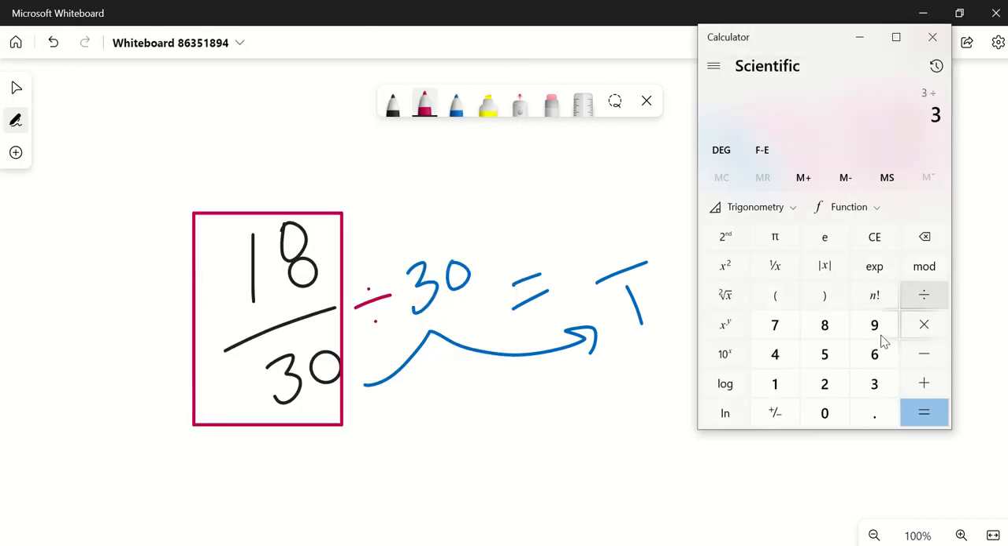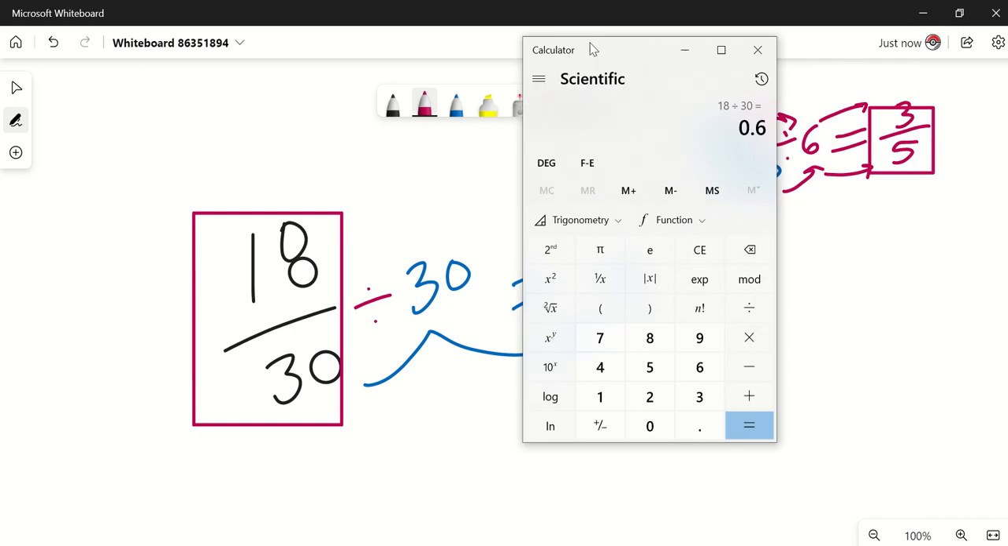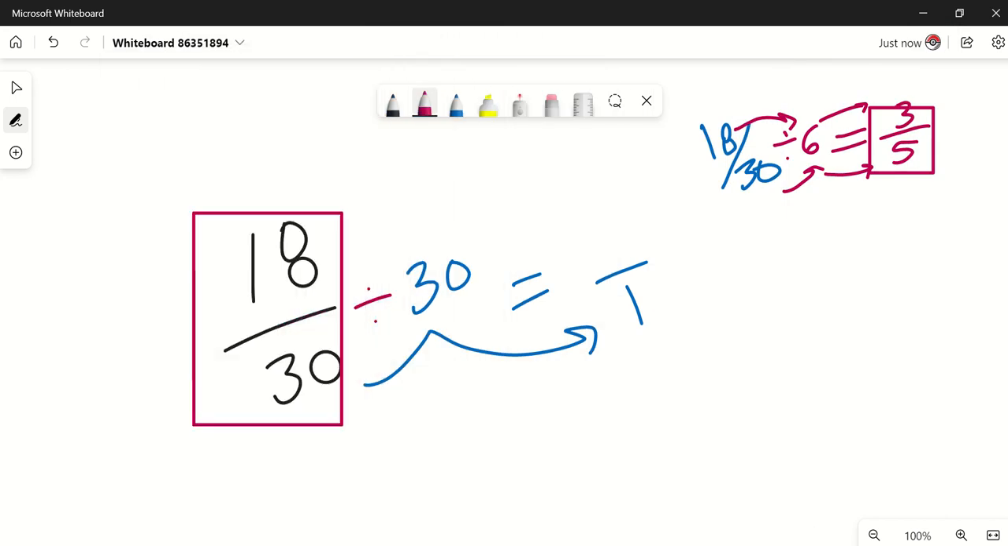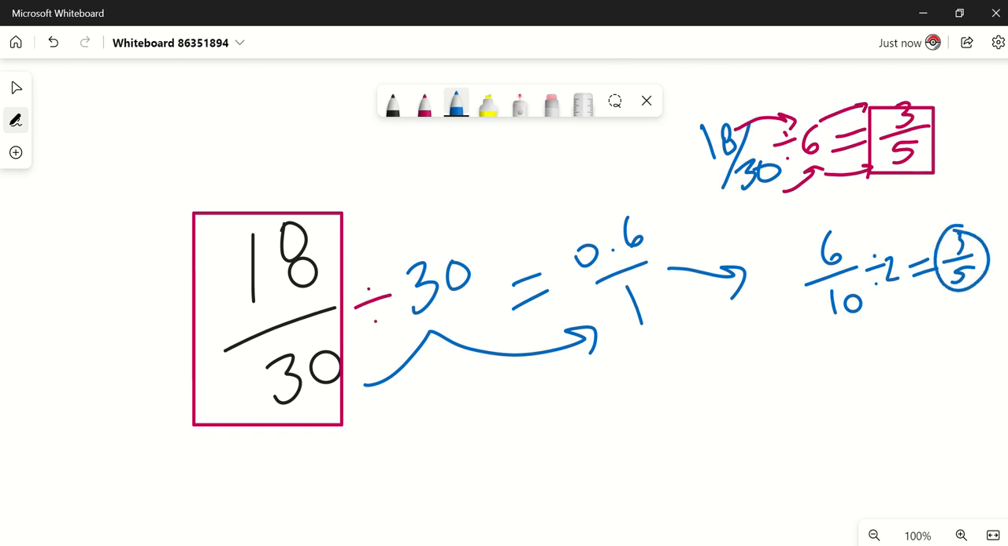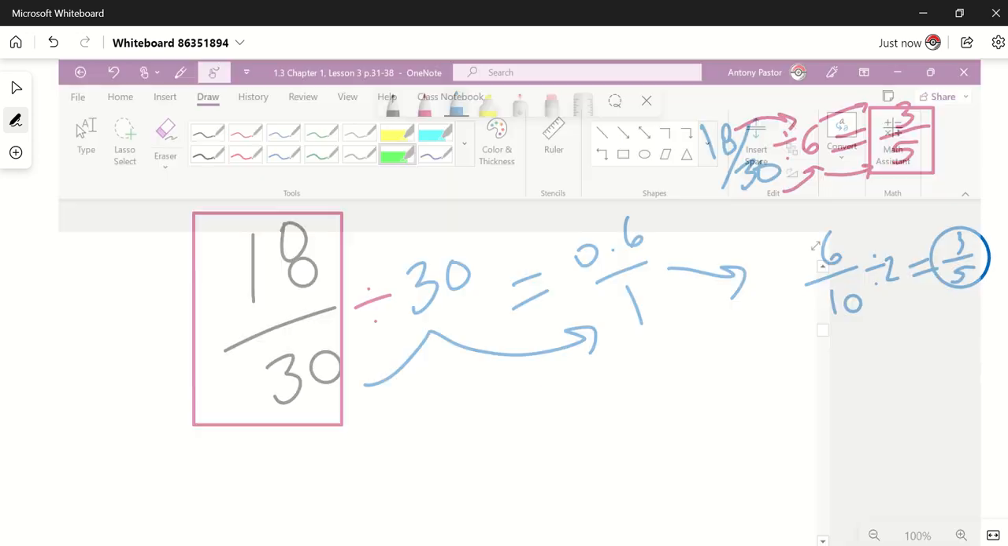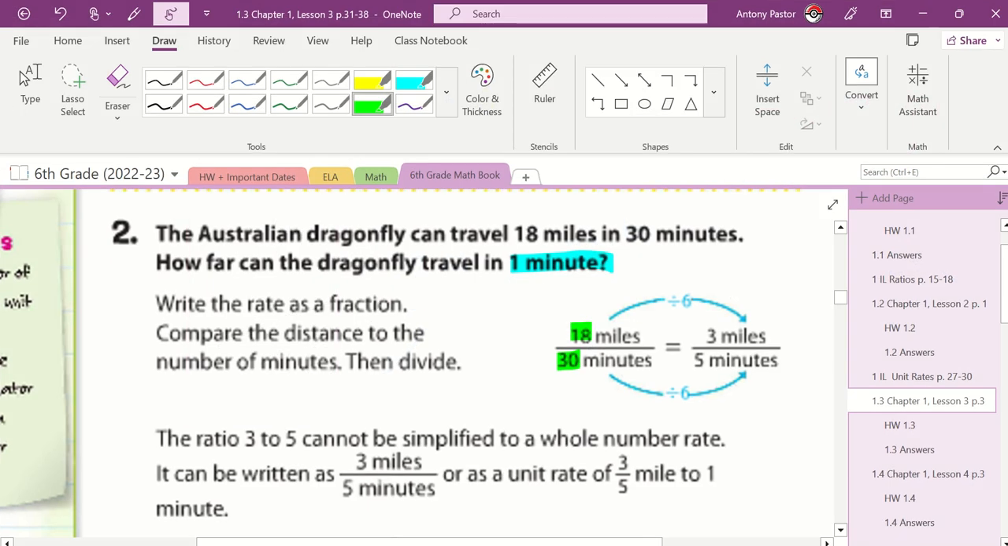So let's look at what would happen with a calculator. 3 divided by 5 gives me 0.6. If I had done 18 divided by 30, 0.6. It would have been 0.6 over 1. Another way of saying 0.6 is 6/10. Divide that by 2, 3/5. Now, the question did not say that it needed to be as a fraction. Actually, it did. Right, the rate is, that's the directions.